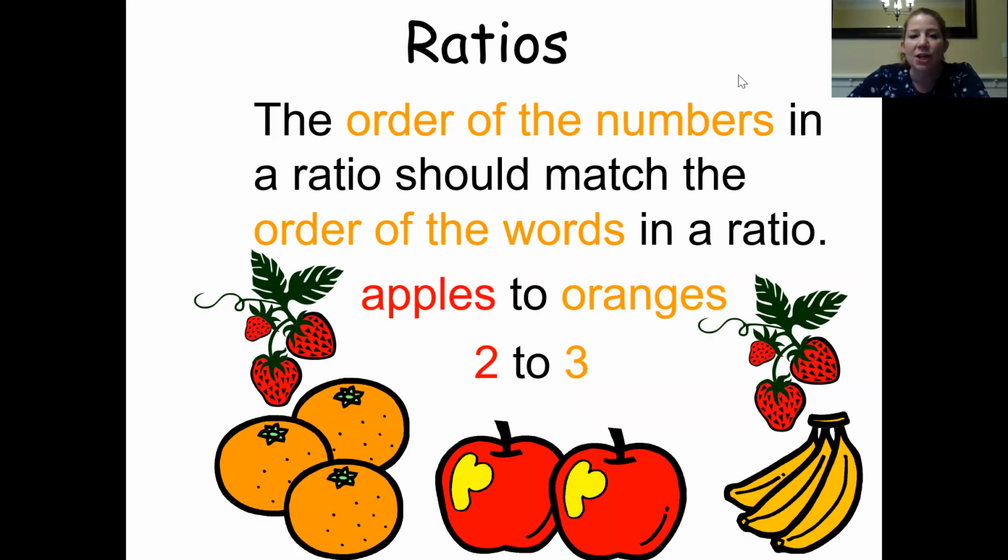When we're writing a ratio, we need to make sure we pay attention to the order of the words and make sure the numbers match the words. So the order of the numbers in a ratio should match the order of the words in a ratio. When I say apples to oranges, since there's 2 apples, the 2 must come first. Since the word oranges comes second, and there's 3 oranges, that means the 3 must be written second. So order is very important when we're talking about ratios.